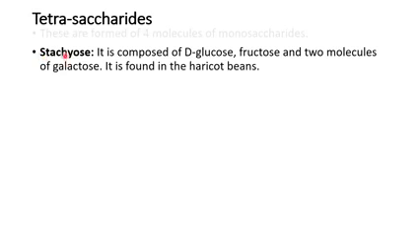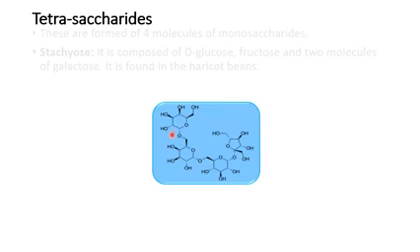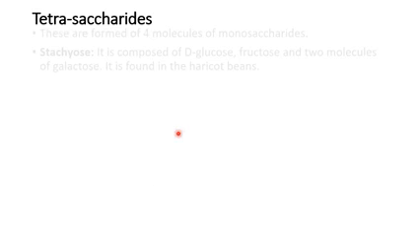So one is the stachyose. It is composed of D-glucose, fructose, and 2 molecules of lactose. Where is it found? It is found in haricot beans, and the structure is something like this. Okay, it's a complicated structure, so for reference, the structure is given.